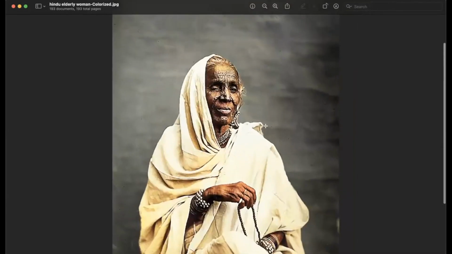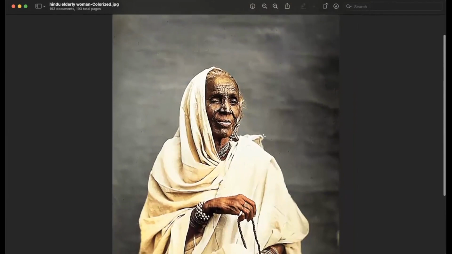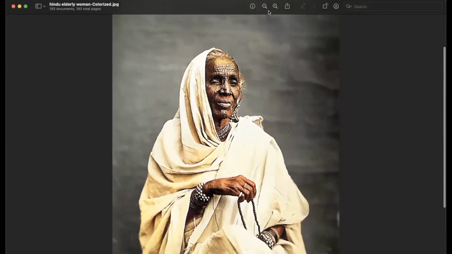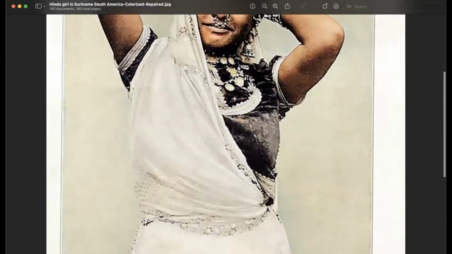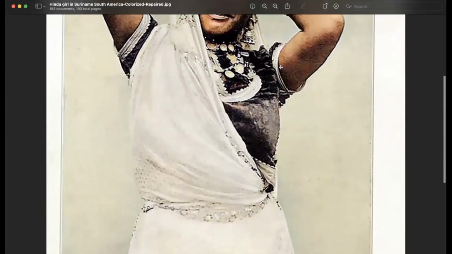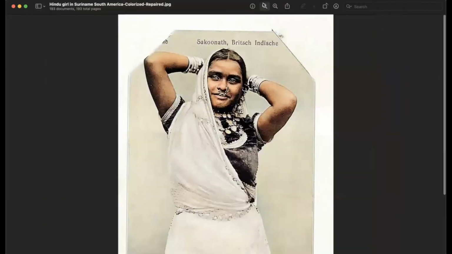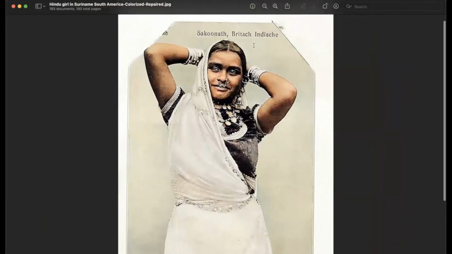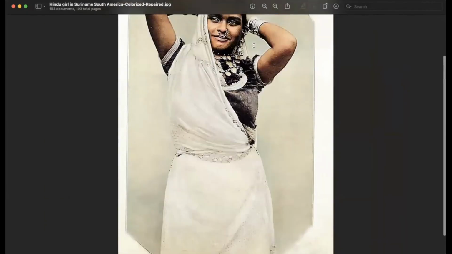Right here we have a Hindu elderly woman from India. All right, just look at her. Looks like a lot of people's grandma to me. We got here Sakunath. That's her name, Sakunath. The British West Indies. She is in Suriname. I believe I got this picture from a coolie Hindu woman, named Sakunath.